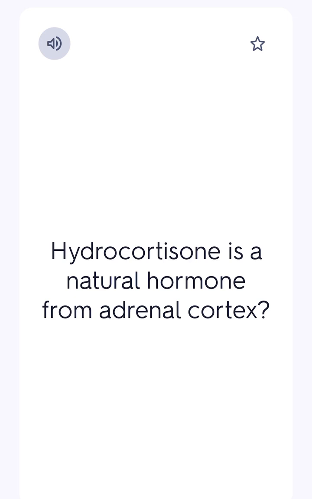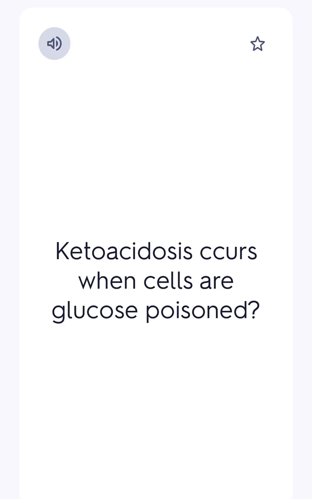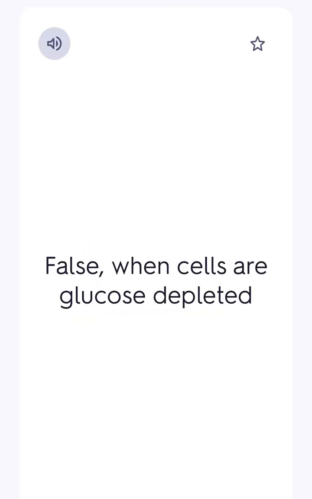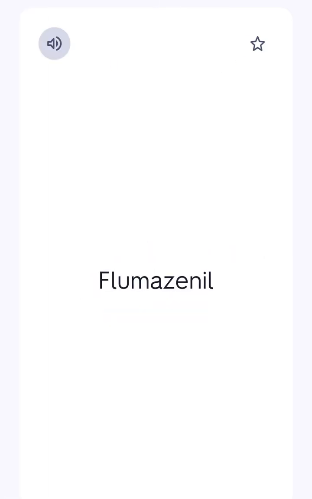Hydrocortisone is a natural hormone from adrenal cortex? False, it's not natural. Ketoacidosis occurs when cells are glucose poisoned? False, when cells are glucose depleted. What is the antidote for benzodiazepam overdose? Flumazenil.